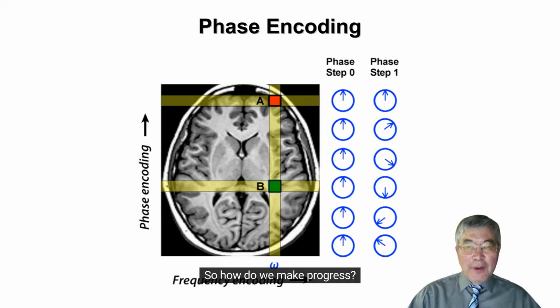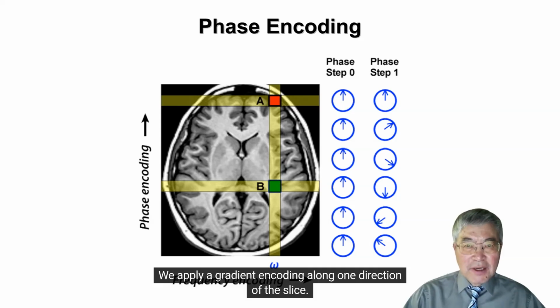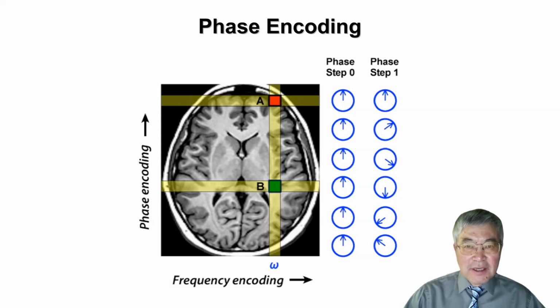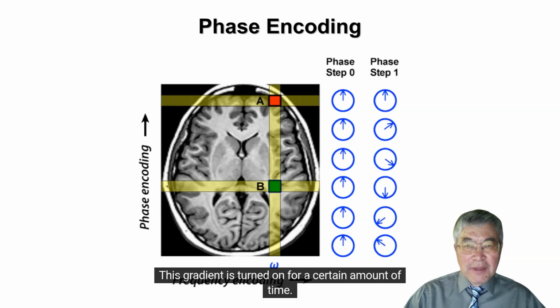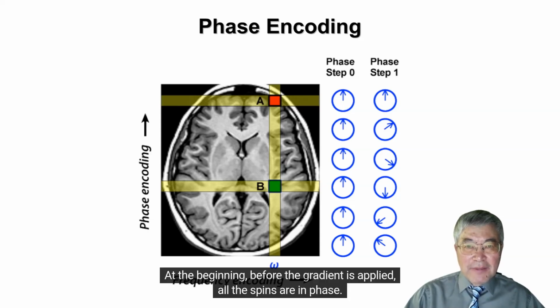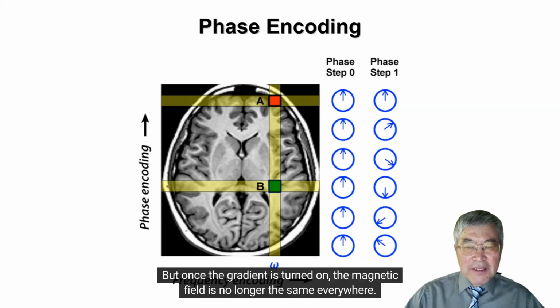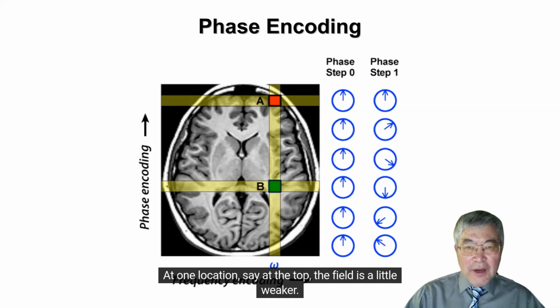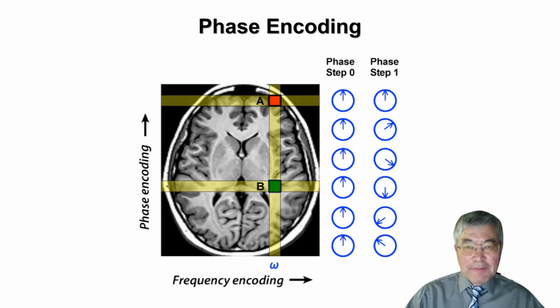So how do we make progress? We apply a gradient encoding along one direction of the slice. This gradient is turned on for a certain amount of time. What happens then? At the beginning, before the gradient is applied, all the spins are in phase. But once the gradient is turned on, the magnetic field is no longer the same everywhere. At one location, say at the top, the field is a little weaker. At another location, maybe lower down, the field is stronger.